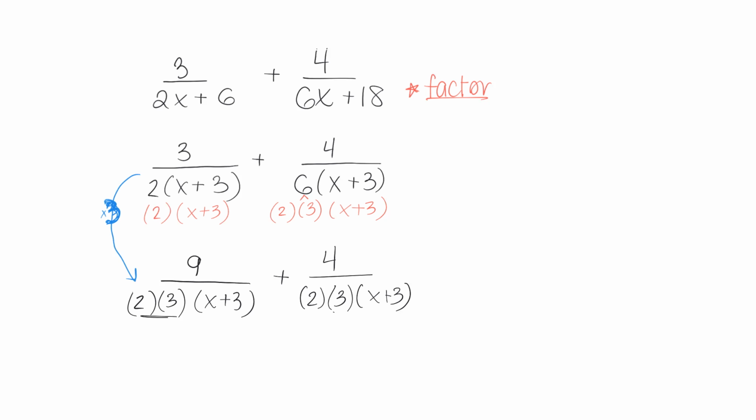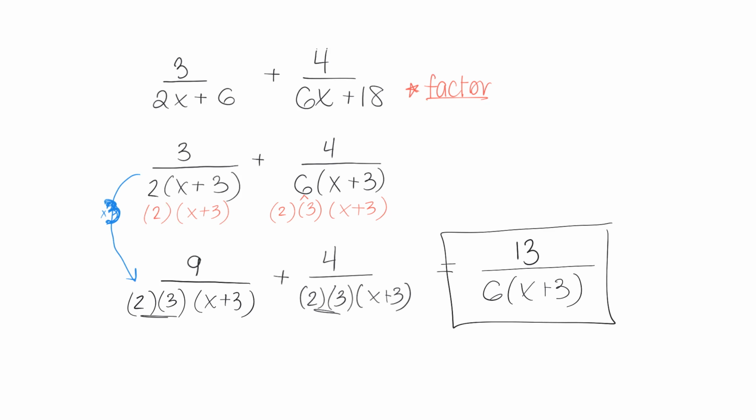I can go ahead and put these together as a 6, how they were. So 6 times x plus 3. And in the numerator, I now have 9 plus 4, which is 13. Ask yourself, can these cancel or simplify? They can't, so we're just going to hold those. And we're done.